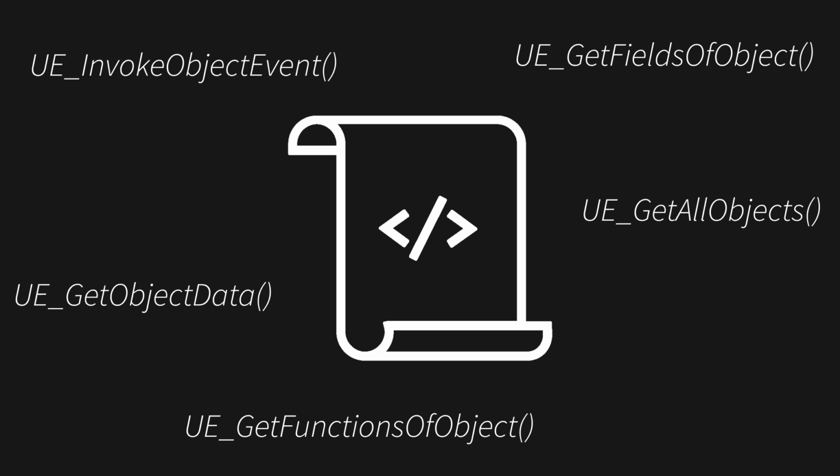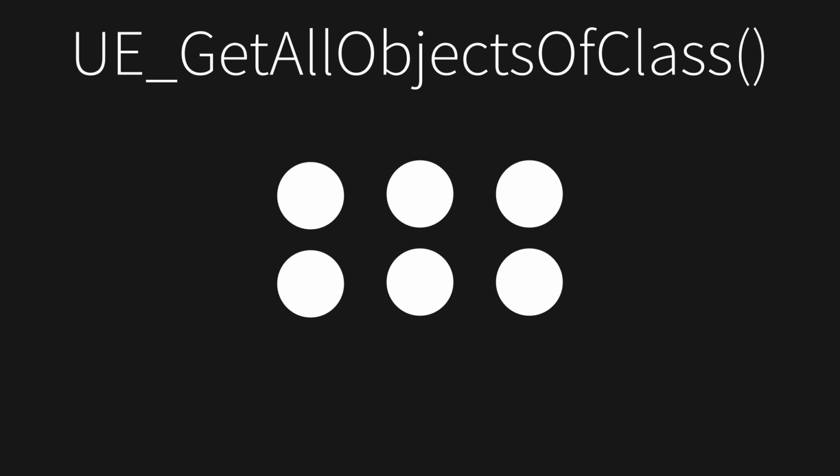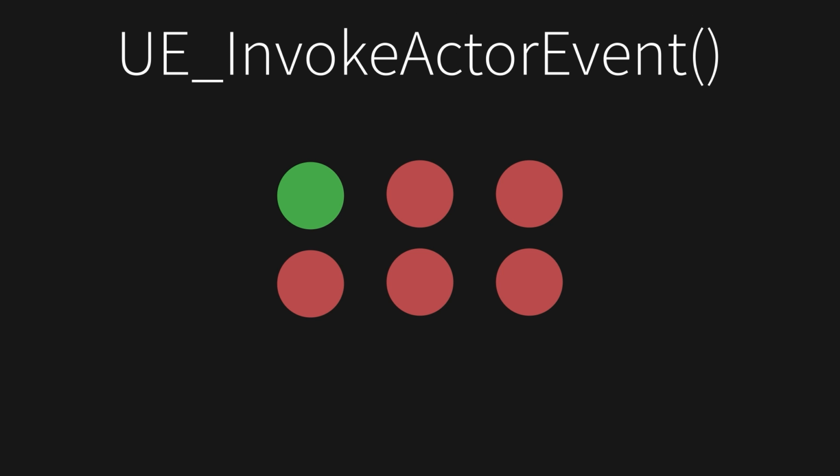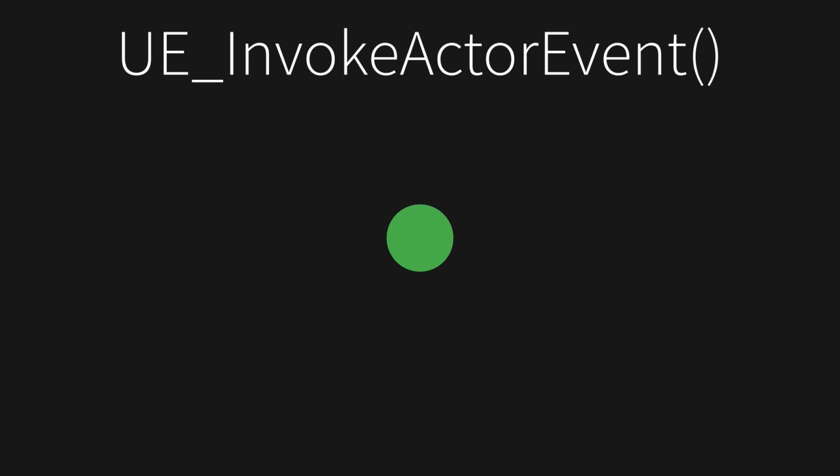The reason that this API is so powerful is because it lets you weave together multiple components of the dumper in any way that you see fit. For example, you can enumerate all instances of a particular class, say a character class, with get all objects of class. You can read their fields, maybe to determine if they're an enemy, with UE get fields of object. You can conditionally call their methods, maybe to set all enemies' health to 0, with UE invoke actor event. You can make some pretty powerful scripts with very minimal work on your part.